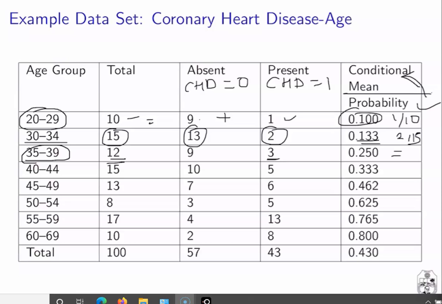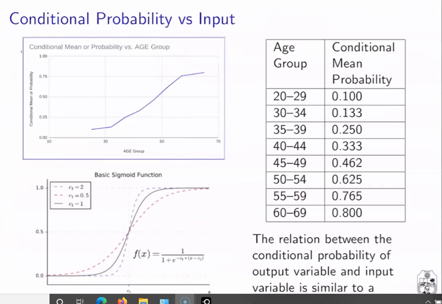So on this slide, we have introduced one of the most important concepts in order to understand logistic regression, which we call the conditional mean or the expected value or the probability. I have demonstrated how to calculate the conditional mean or the probability or the expected value. This is a very important concept that is useful in order to build the logistic regression model.